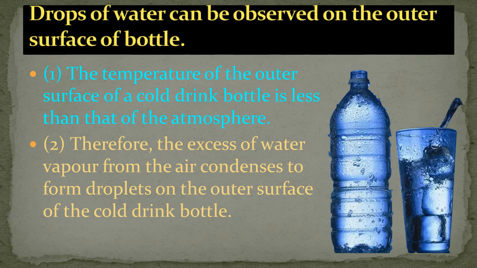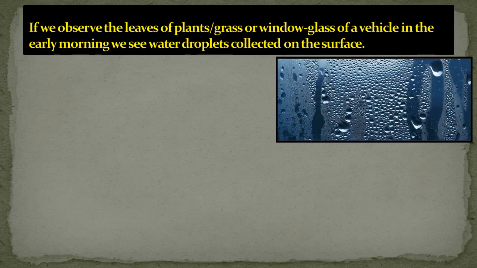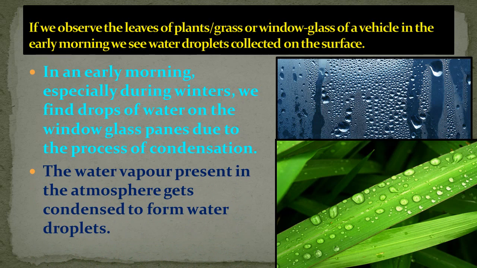Okay, next: if we observe the leaves of a plant or grass, or the window or glass of a vehicle in the early morning, we see water droplets collected on the surface. These are beautiful images. Now why is this so? In the early morning, especially during winters, we find drops of water on window glass panes due to the process of condensation. The water vapor present in the atmosphere condenses to form water droplets on the surface of the leaves and on the glass window of the vehicle in the early morning.